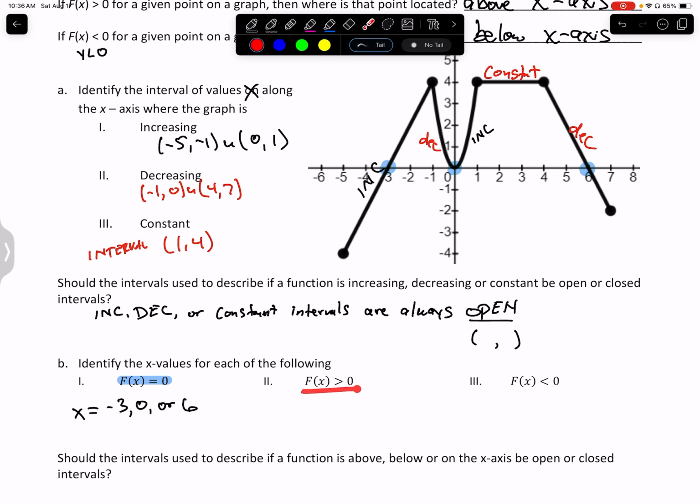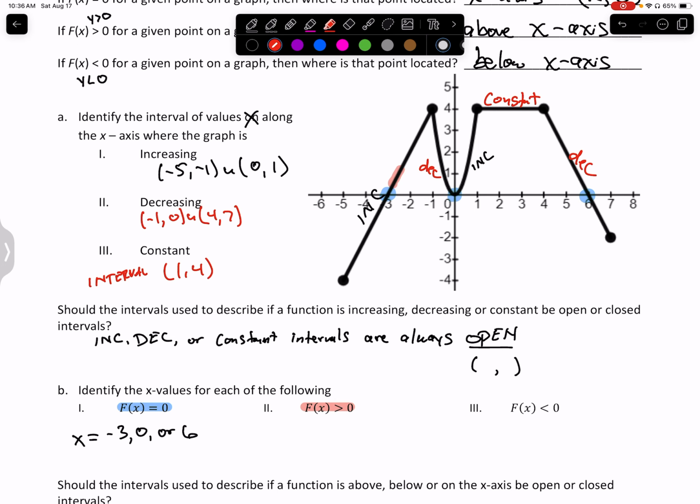F of x is bigger than 0. We said above, that means we are above the x-axis. So we're above the x-axis from -3 to 0, not inclusive. We skip over 0 because 0 is on the x-axis. We're above the x-axis from 0, not inclusive, to 6, not inclusive.